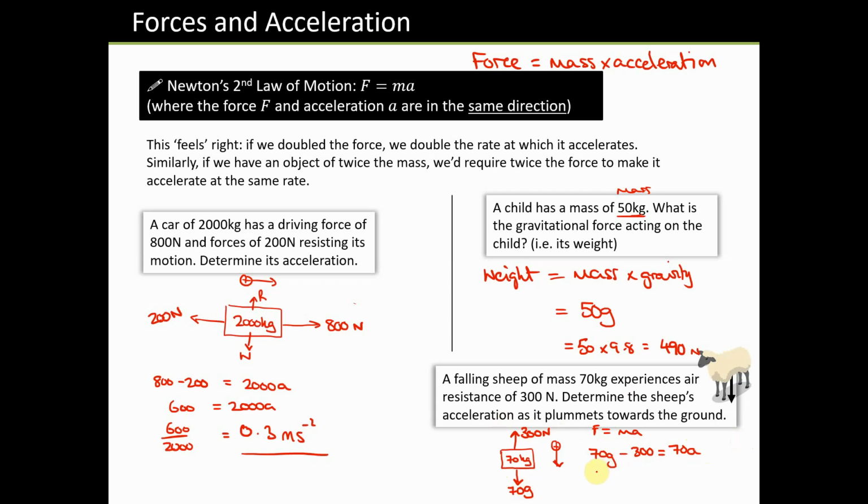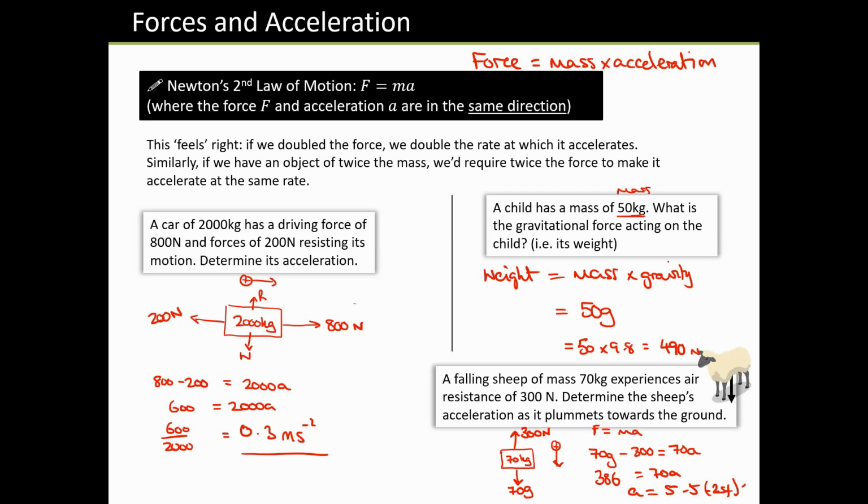So this side is 386. So when we divide by 70, we get that the acceleration is 5.5, etc. 5.514, but because I've used gravity in this, I need to round to two significant figures, so I would actually call that 5.5, not 5.514, etc.